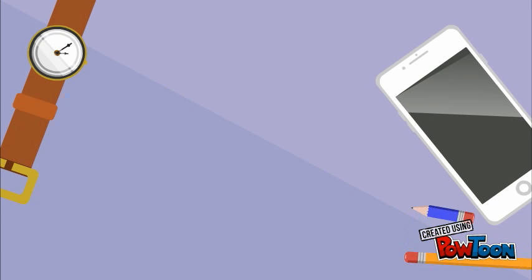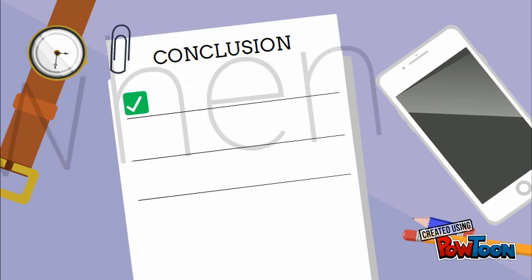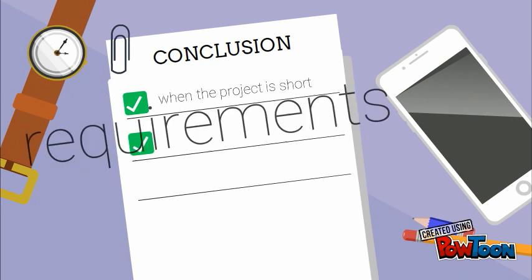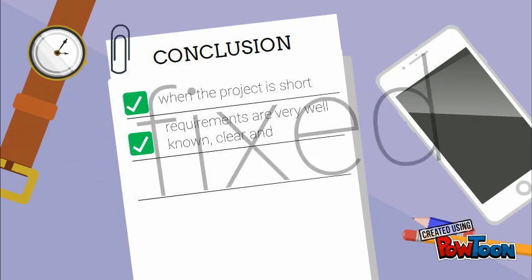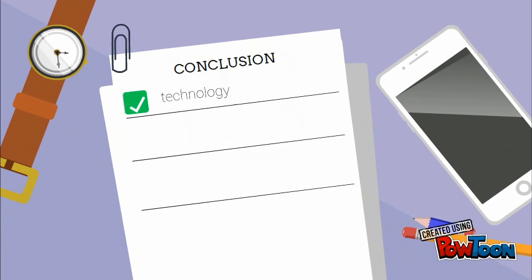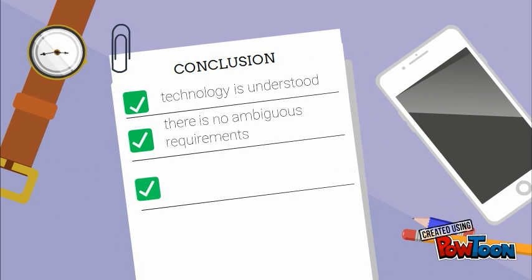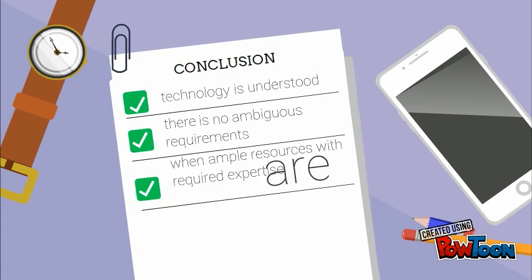By knowing its advantages and disadvantages, we can already conclude that the best time to use this model is when the project is short, requirements are very well known, clear and fixed, product definition is stable, technology is understood, there is no ambiguous requirements, and when ample resources with required expertise are freely available.